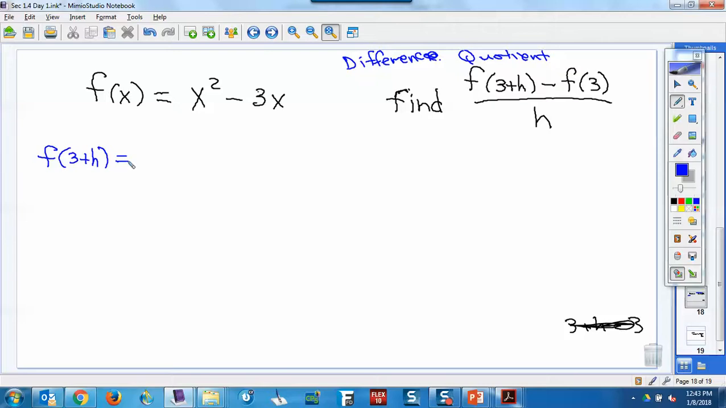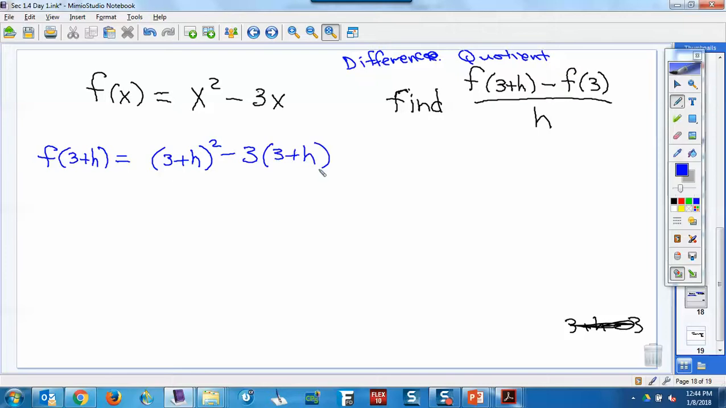Well, remember, what does f of 2 mean? Plug a 2 in for the x's. What's f of 3? Plug a 3 in for the x's. So what does f of 3 plus h mean? Plug a 3 plus h in for the x's, right? So we're going to have 3 plus h squared minus 3 times 3 plus h. That's it. That's all it means, right?